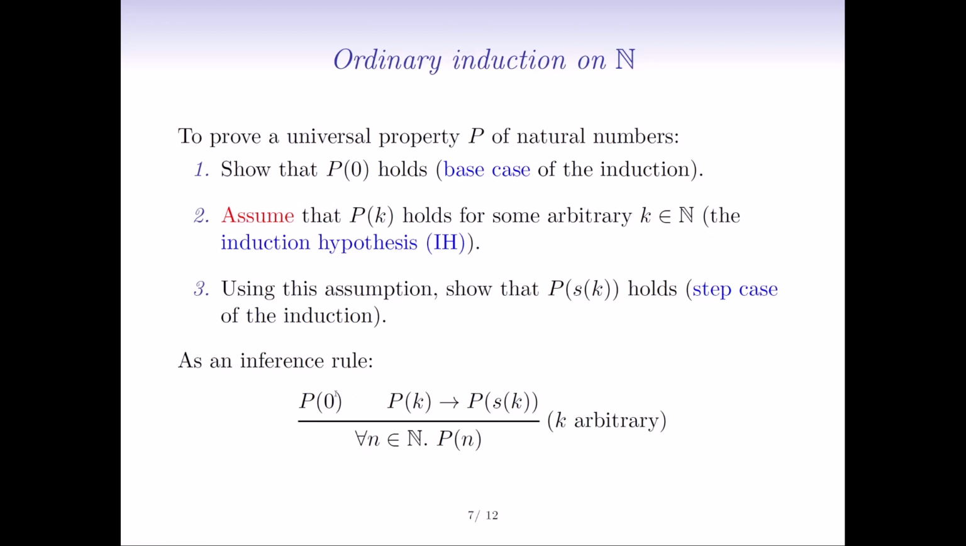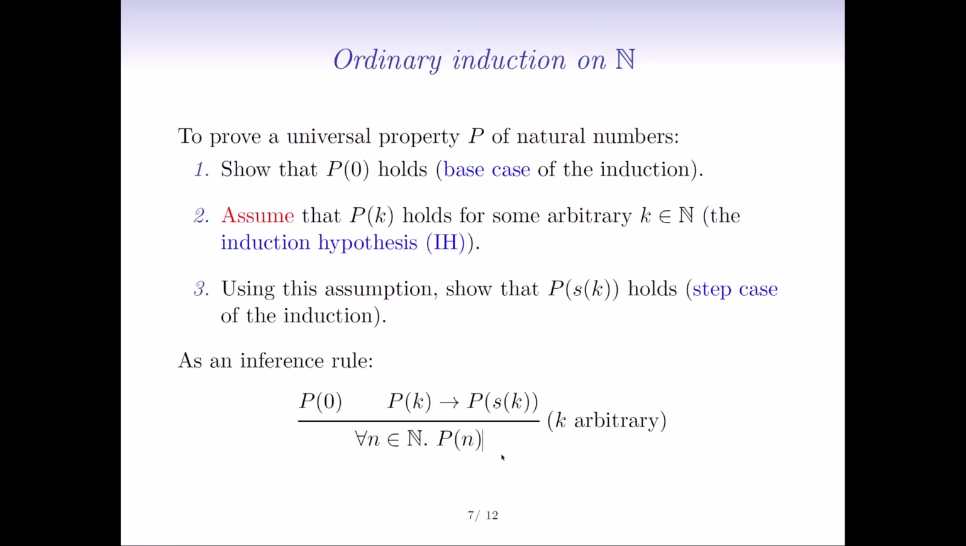And here's the principle, these three steps written as a single inference rule. We have two premises, which I'm writing above the line, and then our conclusion, which is below the line. The first thing we have to establish is that P holds of 0, the base case. The second thing to establish is that if P holds of K, then it holds for the successor of K, where K is some arbitrary number, so we can't assume anything about it. And then the conclusion is that P holds for all natural numbers n.